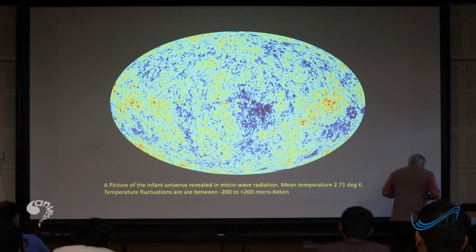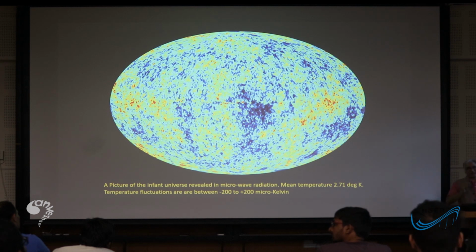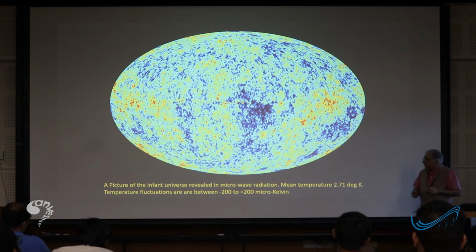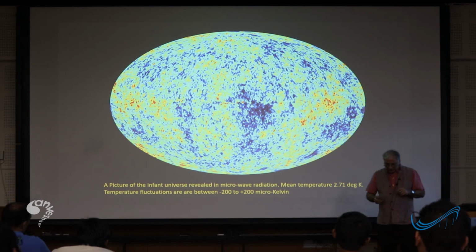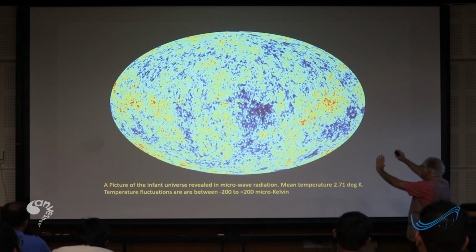Now, as I have mentioned here, this is a picture of the infant universe revealed to us in microwaves. So if you can see in microwaves, this is what you will see. That's the main point I'm trying to make. Okay. And there's a direct link between this picture and the quantum behavior of the early universe. So this is the picture I want you to have in mind.